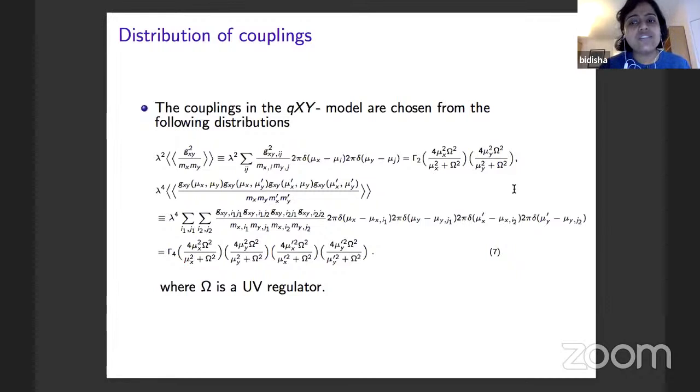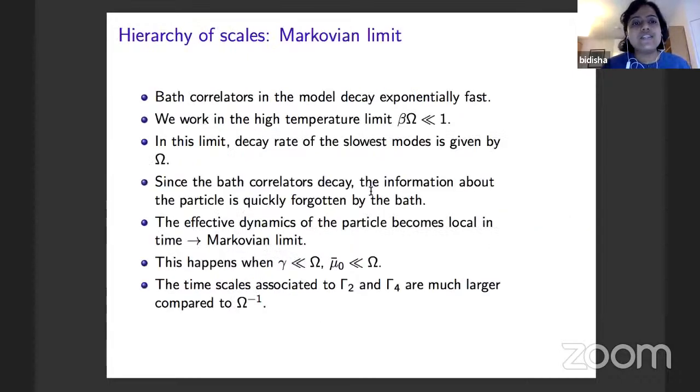With respect to this kind of distribution, the bath correlation functions will decay exponentially fast, where the time scale is set by capital omega inverse, which is the smallest time scale in the theory. So capital omega inverse is a much, much smaller time scale compared to any other time scale in the evolution of the particle. So bath correlators in this model will decay exponentially fast, as I mentioned.